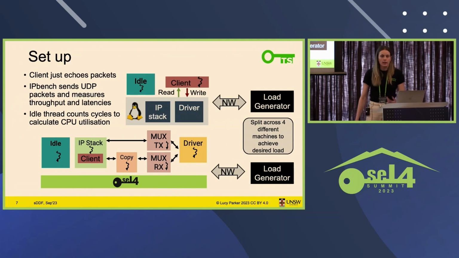And then I compared this directly to a typical Linux setup. So the Linux I used was 6.1.1. So this is with an in-kernel IP stack and driver, of course, and then a user space echo client. Again, an idle thread to determine the CPU load. This was all running on the same hardware. It was the 4-core ARM board, the IMX8MM. But for these following benchmarks, everything's pinned to a single core.